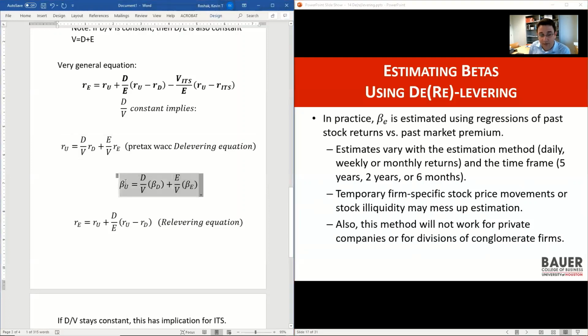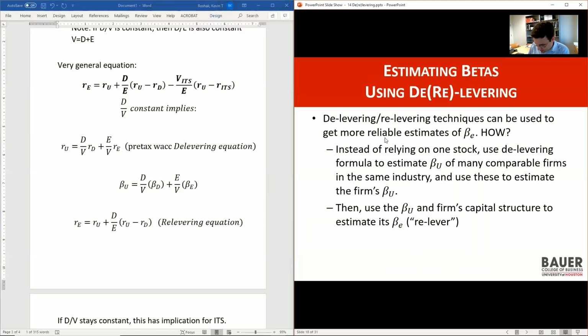Fortunately, we can use this delevering and relevering insight to get a beta for our companies. Even if we have bad data or no data for the company that we're interested in, we can delever other companies in the same industry. We can see what their betas are, and we can delever those betas to learn about our beta. So that's all summarized here. Instead of relying on just our one stock, we can look at comparable companies in the same industry. We can estimate a bunch of betas for all of these comparable companies, and then take the average to get a better sense of what our beta should be.